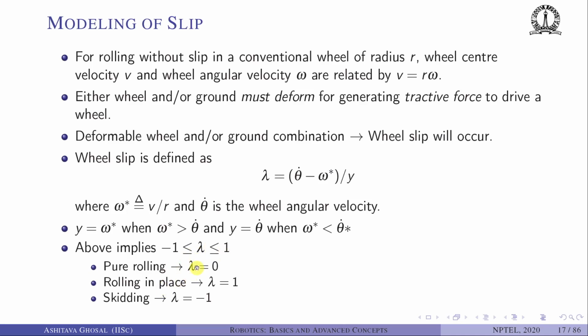So we have pure rolling when lambda is equal to 0, which means theta dot is equal to omega star. We have rolling in place, not moving forward, when lambda is equal to 1. And we have skidding, when it is not rotating but still moving forward, when lambda is equal to -1. So in this definition, we captured all three possible ways a wheel can move on a ground. It can do pure rolling, it can do rolling at one place without moving forward, and it can do skidding. Skidding is basically not rolling but moving forward.